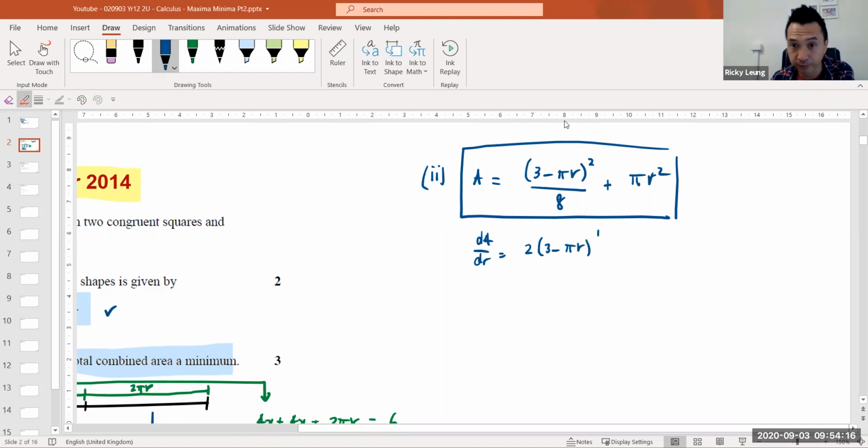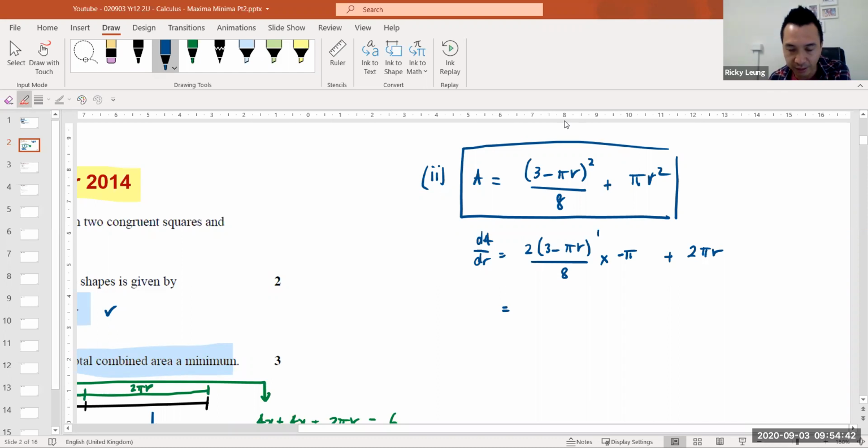Becomes 1, yeah. And then multiply that by the derivative of the inside, which in terms of r is multiplied by minus pi. And then plus. I guess when people try to differentiate this, a lot of the time they're a bit stuck because of the pi. The pi is a bit distracting, but it's just a constant, right? So if I clean this up, this is my derivative.